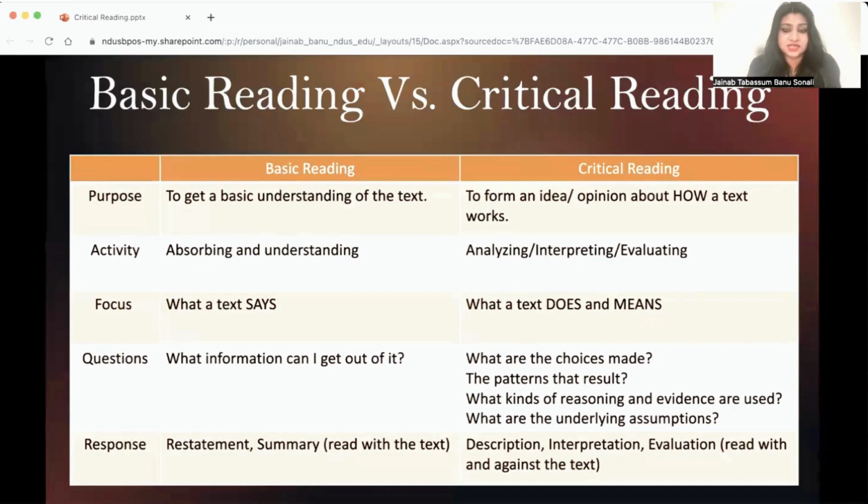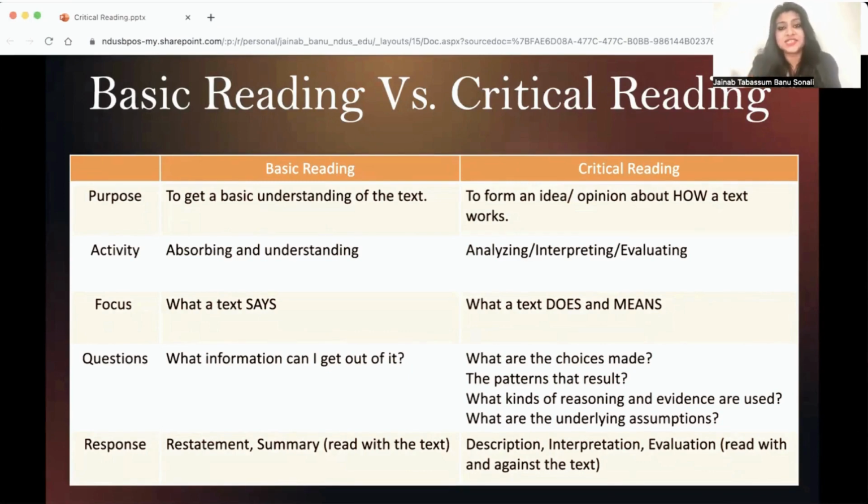Absorbing and understanding a text requires only reading, but analyzing, interpreting and evaluating a text requires more involvement of a reader. So you have to have a focus. The focus of basic reading is to know what a text says. And the focus of critical reading is to know what a text does and means. So you are actually focusing on the text's activity, its functionality, how the text functions in a particular situation for a particular purpose and on a particular audience, right?